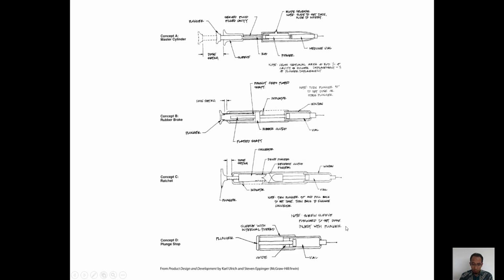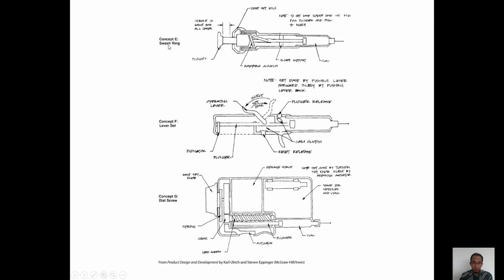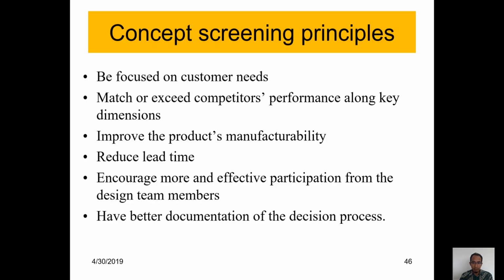And we still have more. Concept E, swash ring. Concept F, lever set, is using a lever here, an operating lever. And then concept G, dial screw, we have a dial here, and then to put also the injection. So we have 7 concepts altogether from A to G, and we need to select or come up with one best concept. So now we are coming to the concept screening principles.